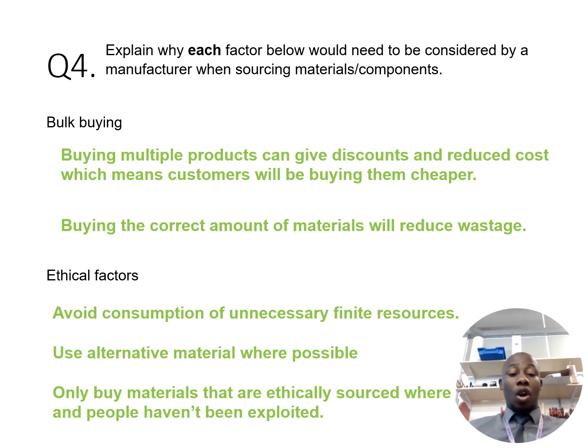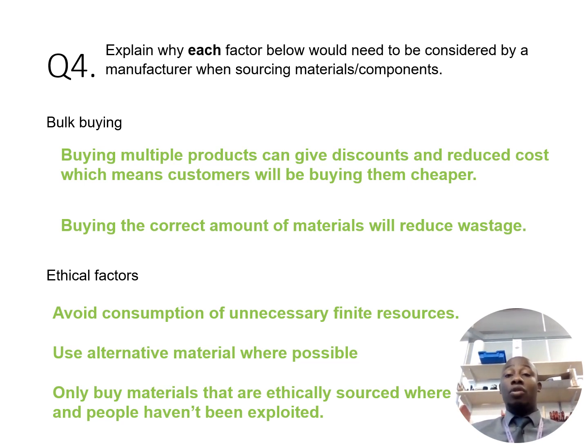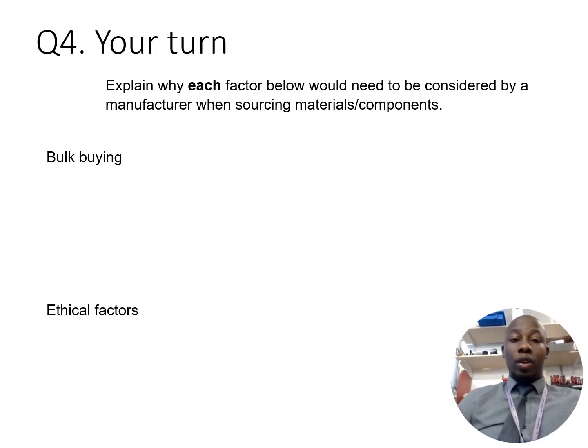But also, only buy materials that are ethically sourced where animals and people haven't been exploited. So there's been loads of talk about most of our clothes being made in other countries where people are not being paid the correct amount, where workers are not being treated well. So as a manufacturer, you'll be looking to go and source your materials and components from places where you know everyone who works in those factories is treated well. When you are ready, you can pause the video and attempt this question.